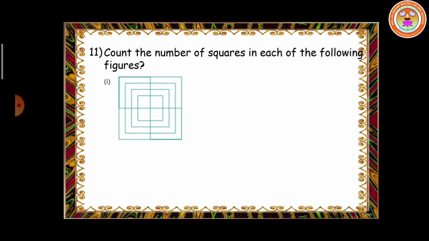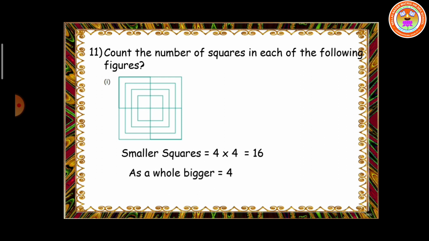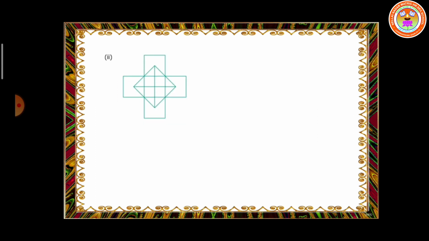11th sum. Count the number of squares in each of the following figures. The first figure they given. First figure, smaller squares. In one big square, 4 smaller squares are there. So 4 into 4, 16 squares. Smaller squares, 16. As a whole, bigger squares, 4. Total squares, 16 plus 4, 20 squares.